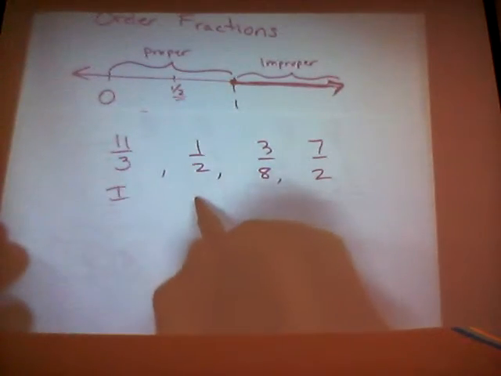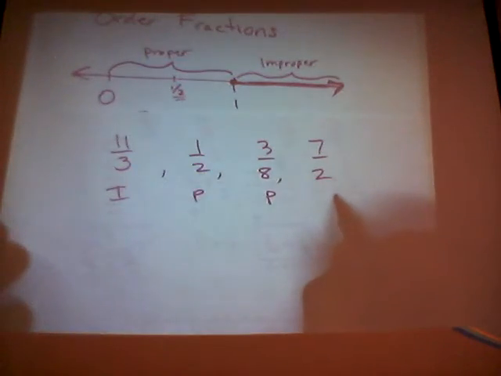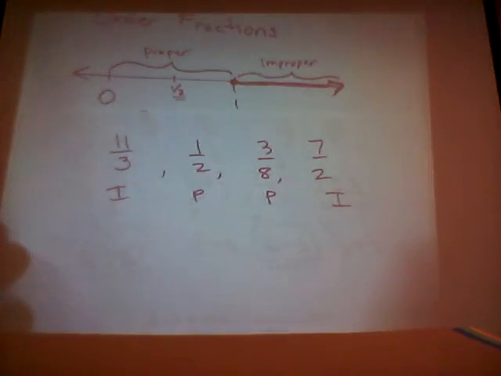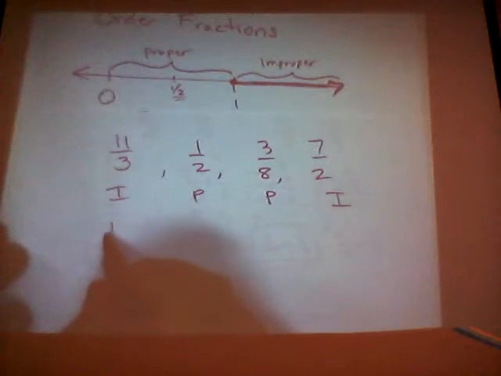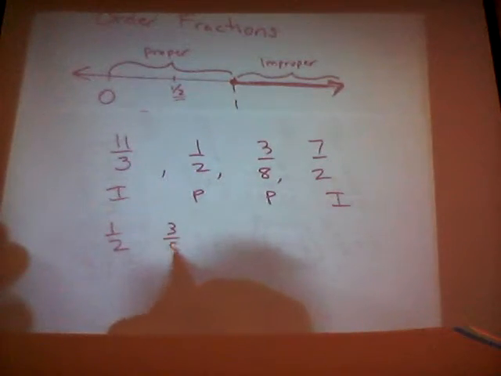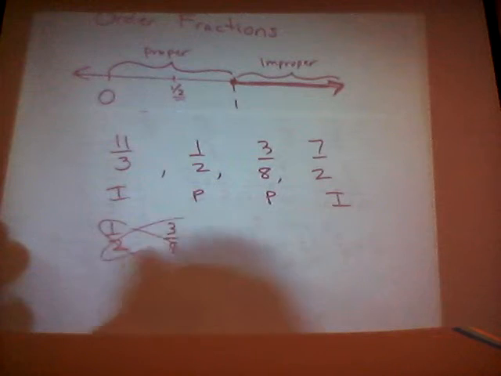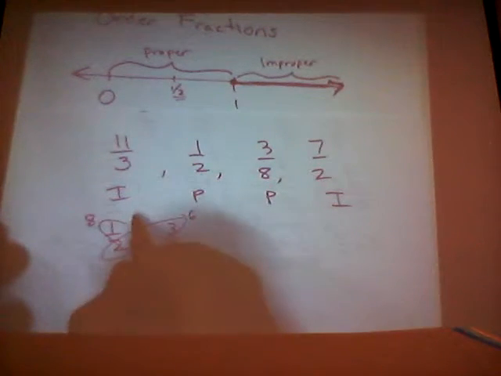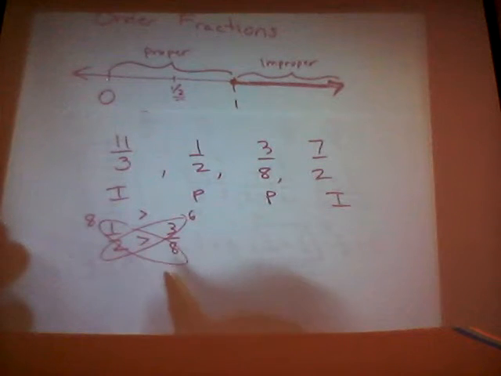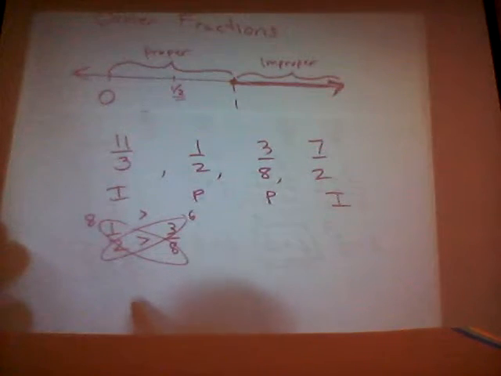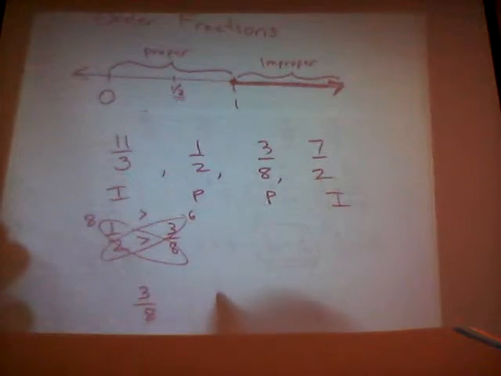I'm going to say that's improper, proper, proper, improper. So my two proper fractions are going to be the smallest ones. I'm going to write them out. I'm going to find the cross products. I'm going to compare the cross products. And because 8 is greater than 6, 1/2 is greater than 3/8. That means 3/8 is smaller than 1/2.